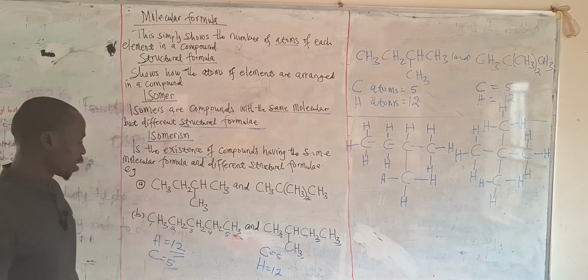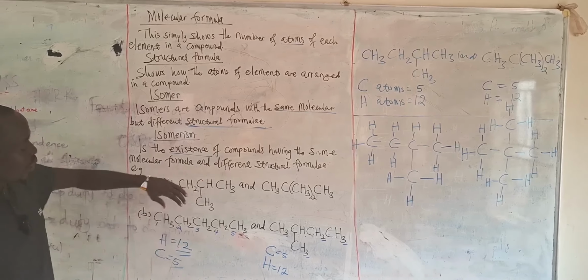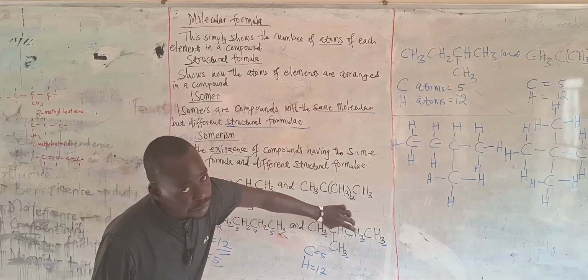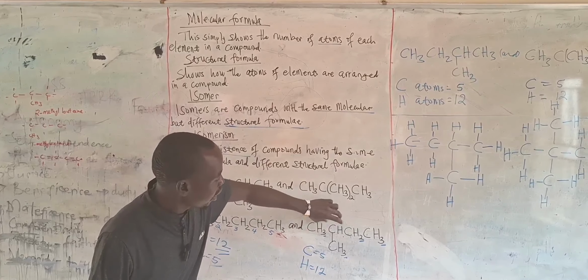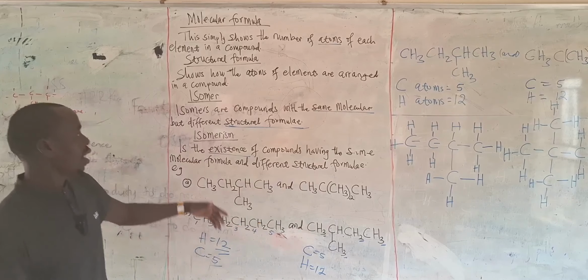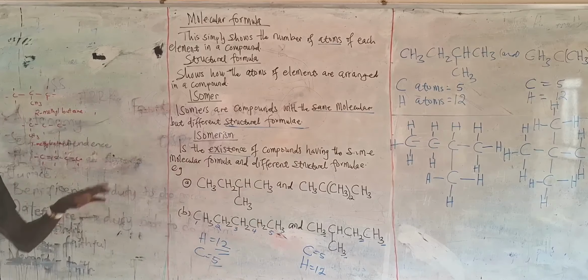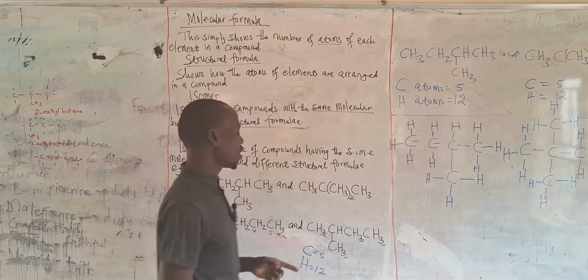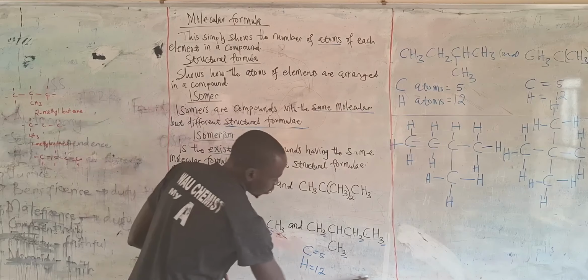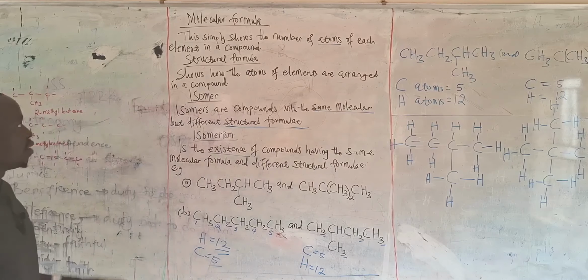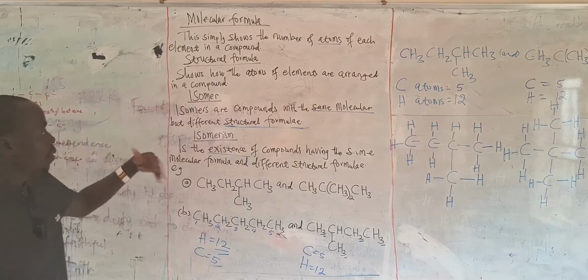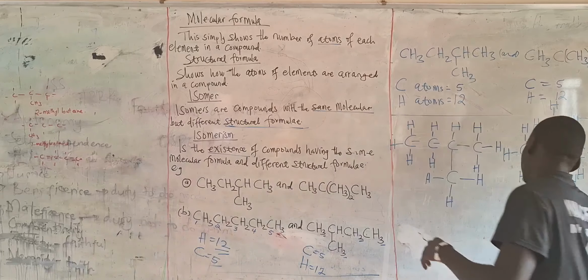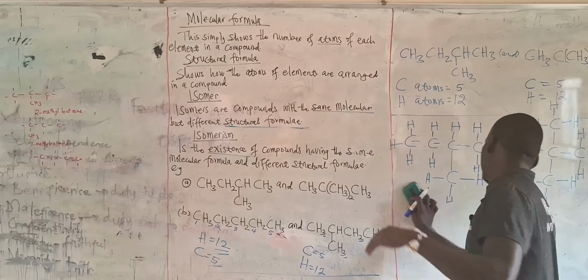Now let's look at them structurally. When we look at this structurally, the arrangement of these atoms is completely different from the arrangement of these atoms. And we are saying that all this format we are seeing here is what we call isomerism, the existence of compounds with the same molecular formula but different structural formulae. So what you are seeing here, they are completely different. That's what you need to know about isomerism, isomers, and what? Molecular formula.